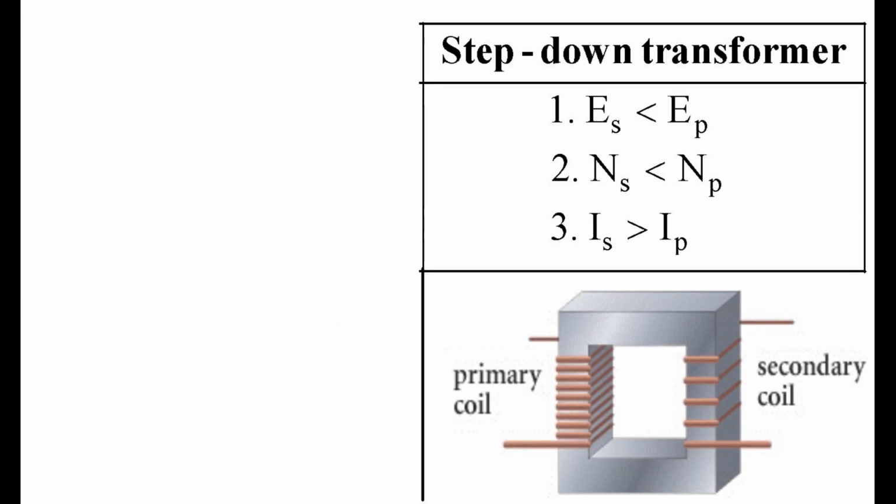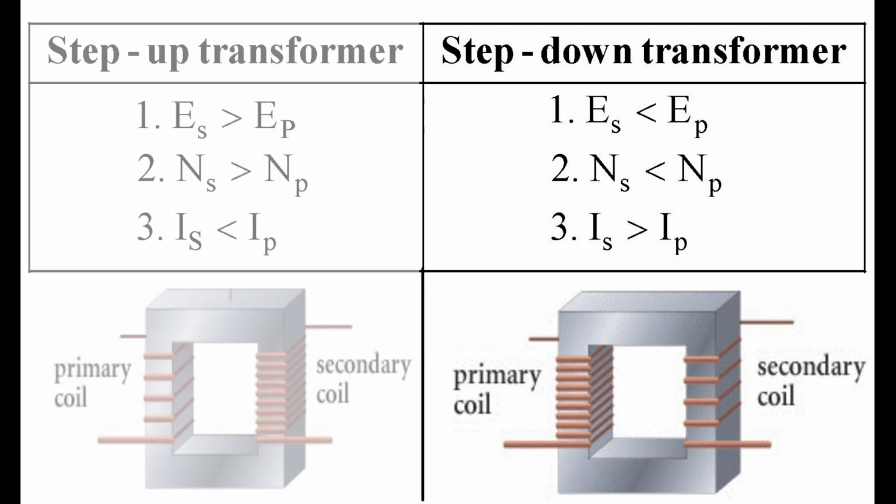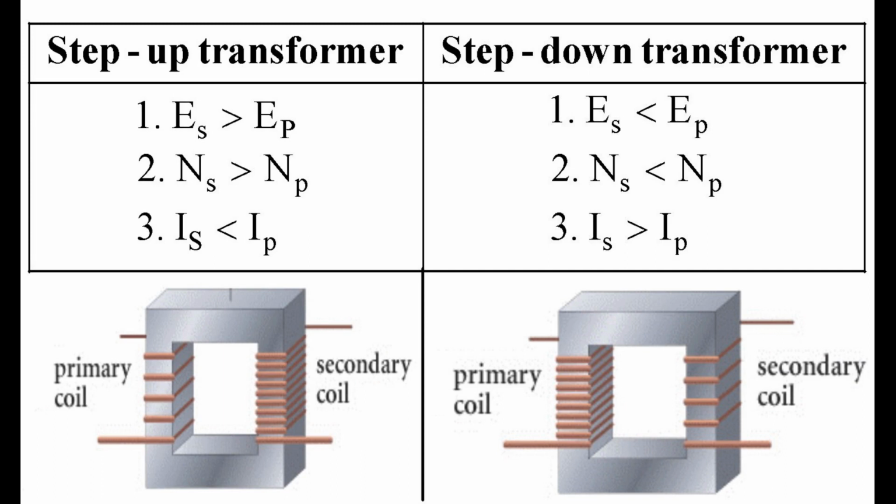A step-down transformer decreases the voltage as it is transferred from primary to secondary. That is, secondary voltage ES will be lesser than that of the primary voltage EP. For this purpose, the number of turns in the secondary is made less than that of the primary. Secondary current IS will be larger than the primary current IP.